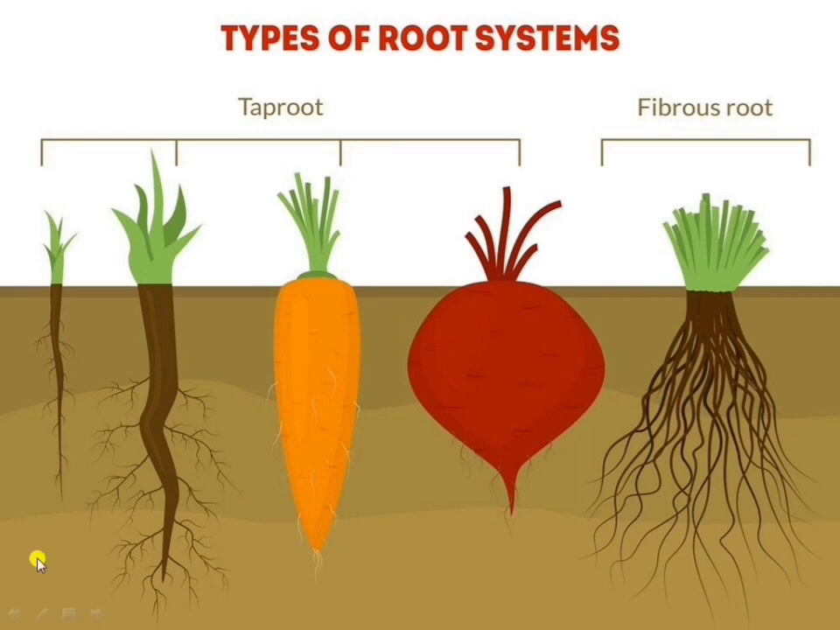This is the taproot system, and this one is the fibrous root system. Here a number of roots grow out from the base of the stem in a cluster. So these roots are the fibrous roots, or we can say these are the adventitious roots. Examples of fibrous roots are marigold, cereals and some grasses.